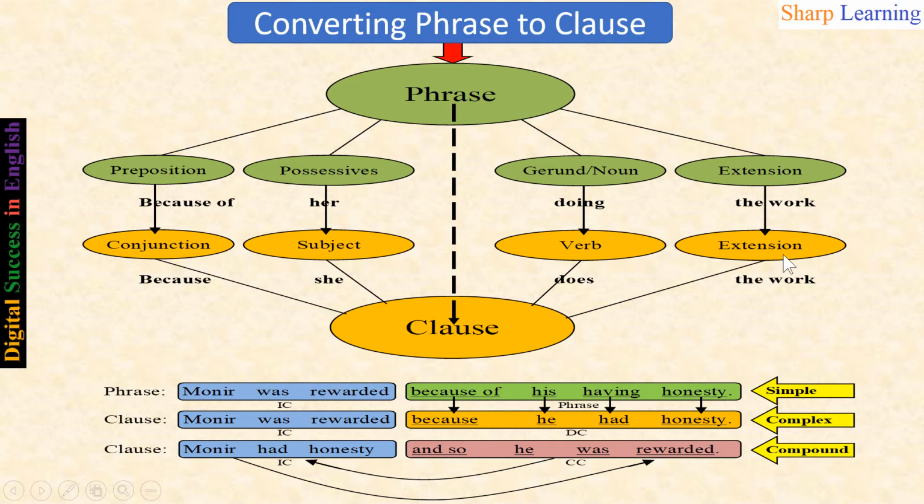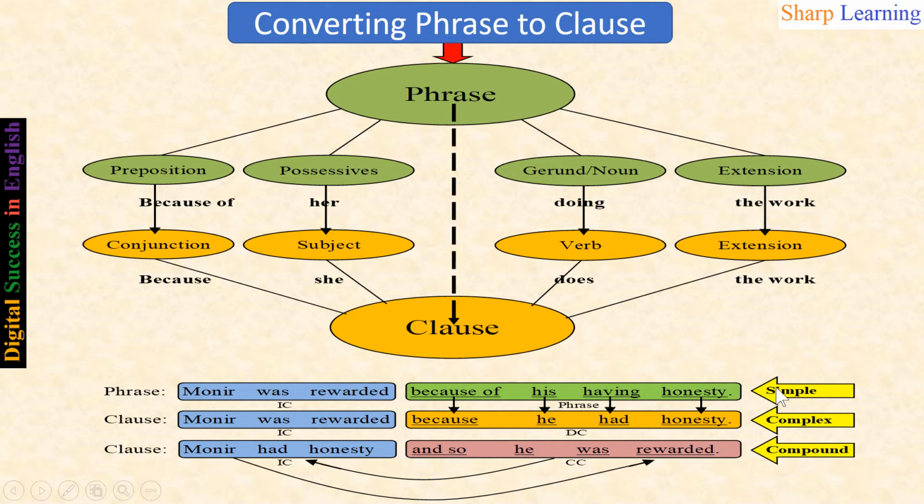Then the extension, "the work", remains the same, but sometimes the extension may be changed. So: conjunction, subject, verb, extension. If we can ensure these four things, it will easily be a clause. So from a phrase, we can easily make a clause in this way. Now we are giving some examples.